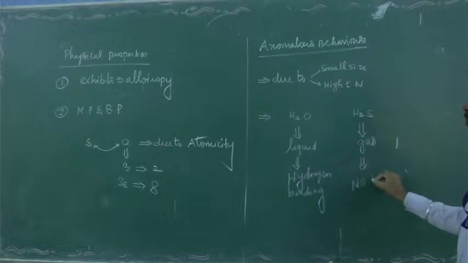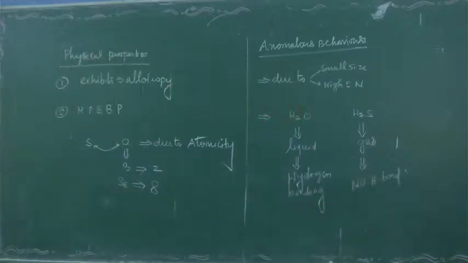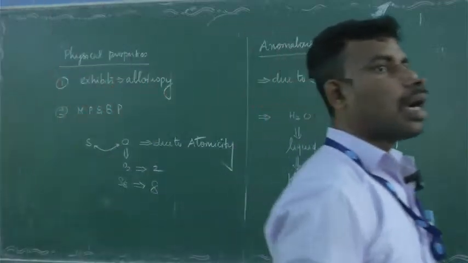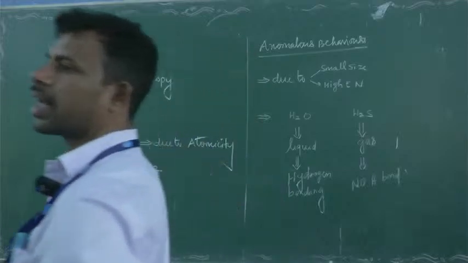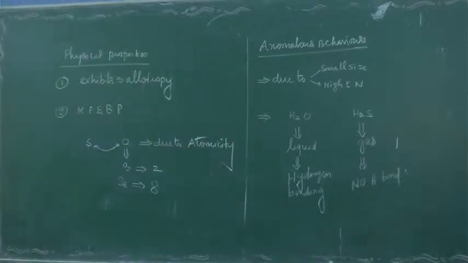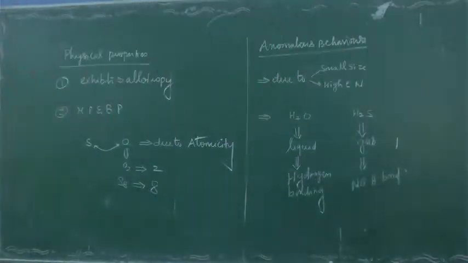No hydrogen bonding in H2S. Please note this. H2O is liquid because of hydrogen bonding. And each water molecule can form how many hydrogen bonds? Each water molecule can form a maximum of 4 hydrogen bonds. So H2S is a gas, and H2O is a liquid.